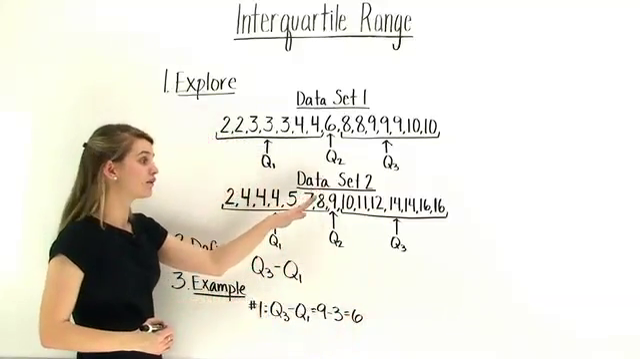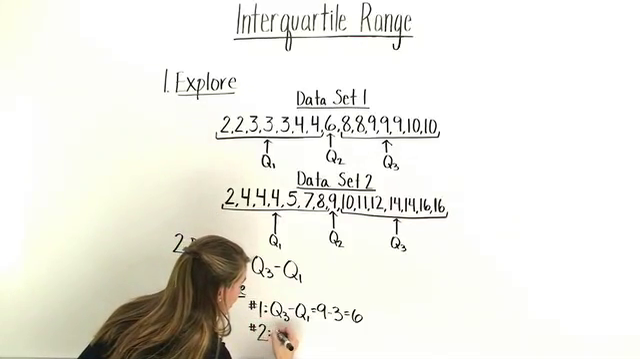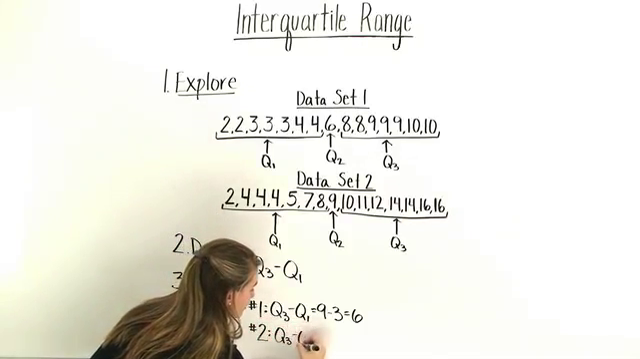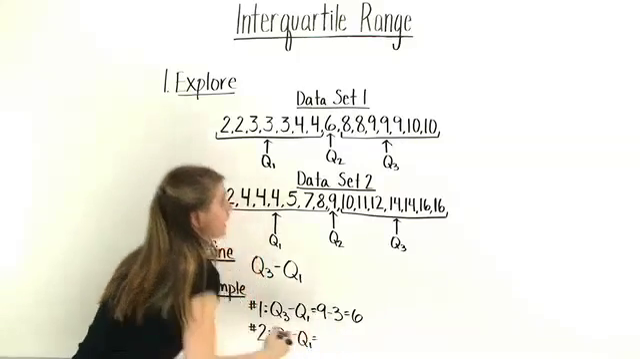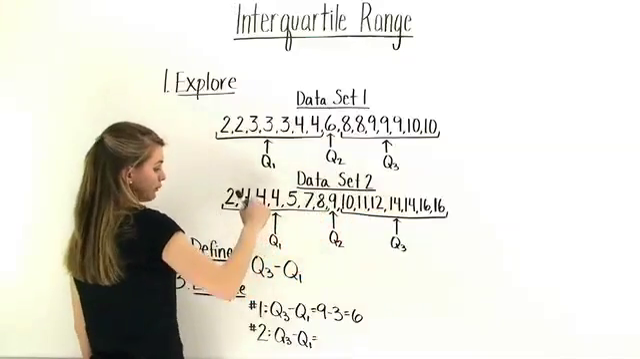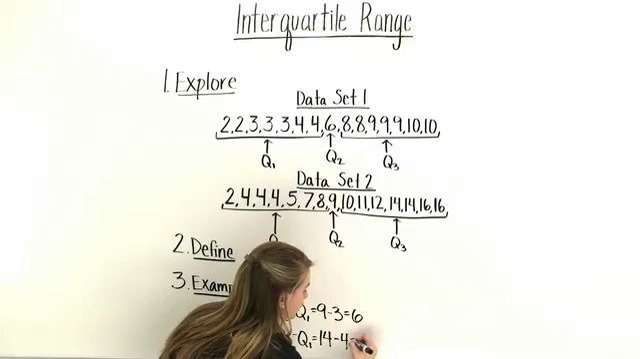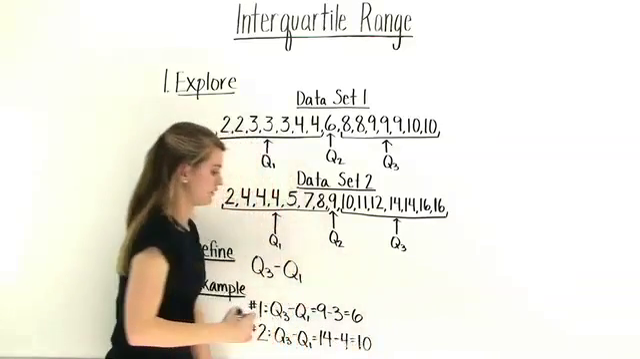Let's go ahead and calculate the interquartile range for data set number 2. Again, we take Q3 and we subtract Q1. In this case, Q3 is equal to 14. We subtract Q1, which is equal to 4. So we get 14 minus 4. Well, that's just equal to 10.